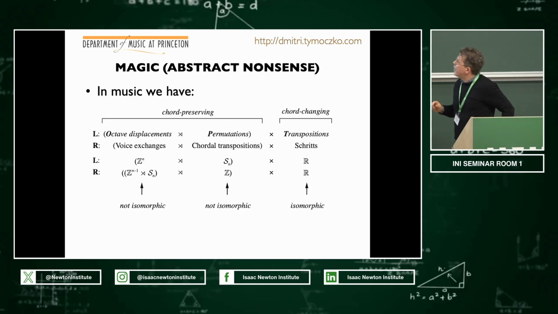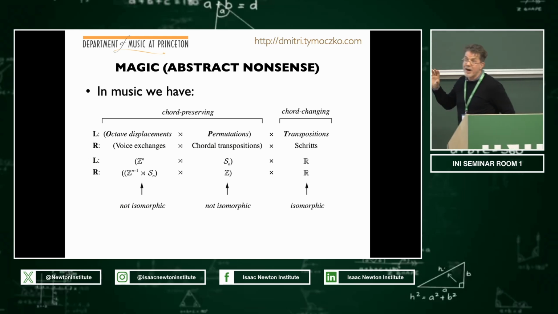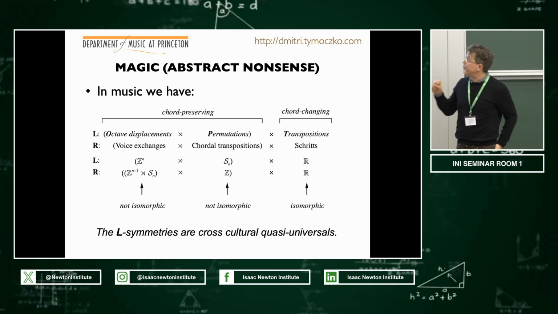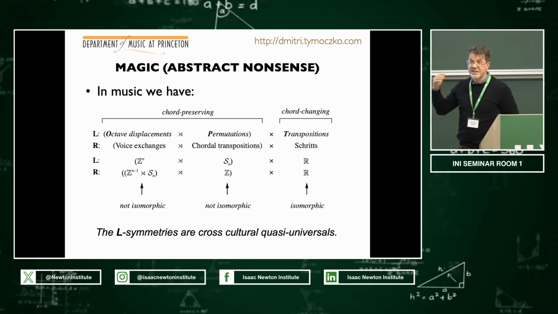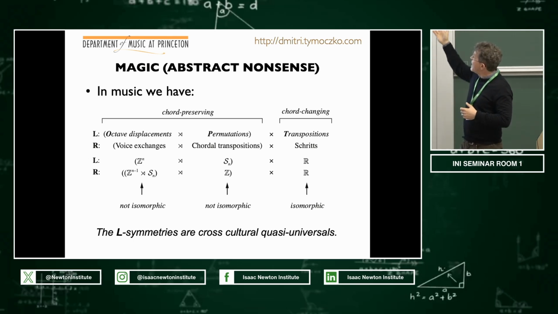The reason that's important is that in music, we have two different manifestations of our big symmetry group. We have its action from the left and its action from the right. L is the action from the left. R is the action from the right. And the L symmetries are cross-cultural universals. Basically, every culture has some version of octave displacement, has some version of taking the notes in a musical chord or idea or motive and permuting them, and has some notion of transposition.